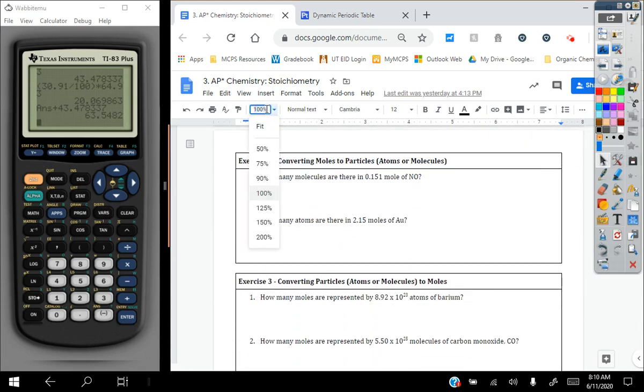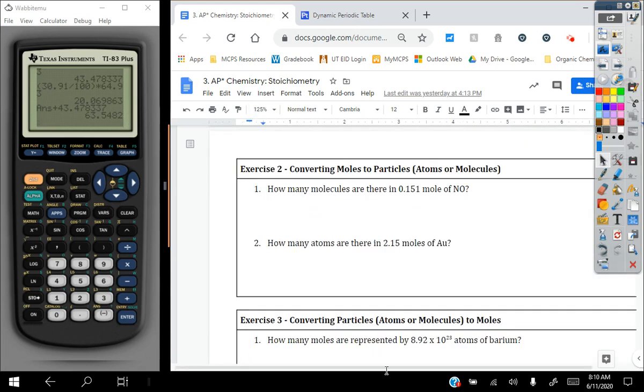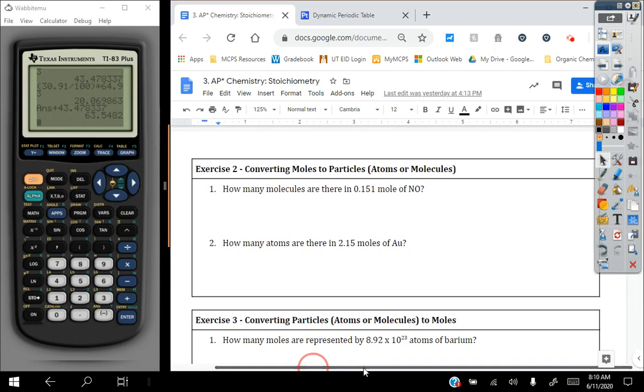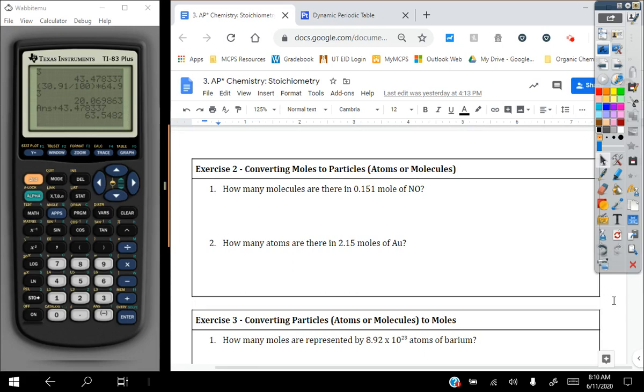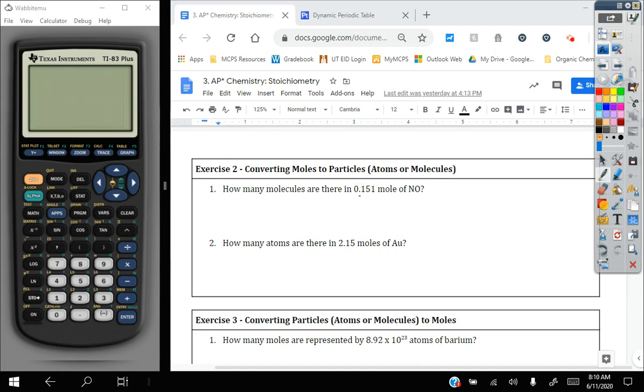So let's get back here. 125 is a good size here. So we're going to do some conversions. How many molecules are in a 0.151 mole sample of NO? So first thing, we spent a lot of time talking about significant figures. There are 3 significant figures in our answer here. So then our final answer should also have 3 sig figs. Keep that in mind.